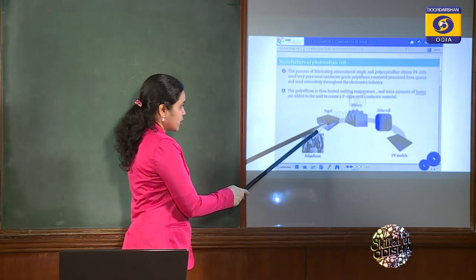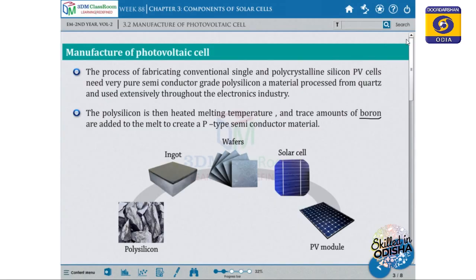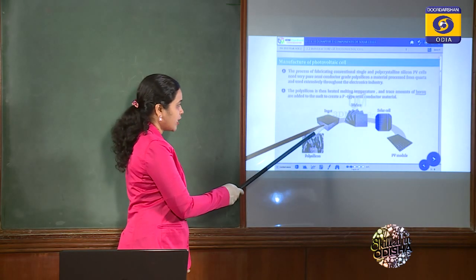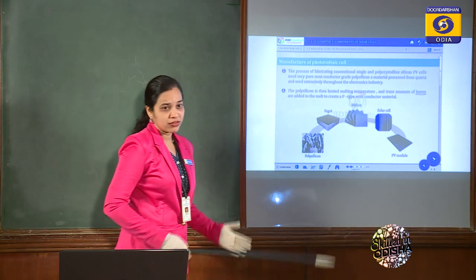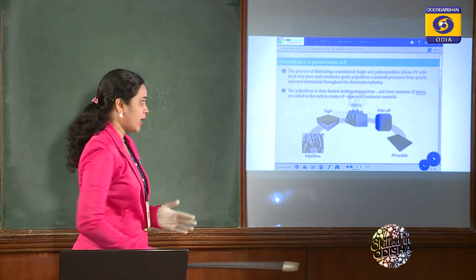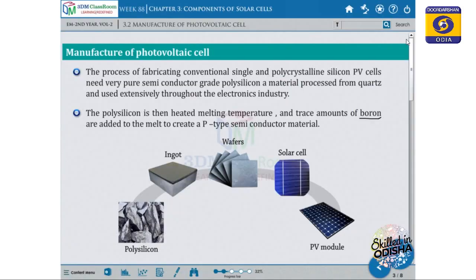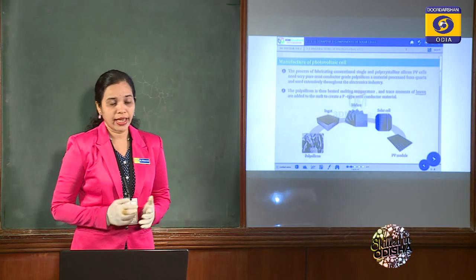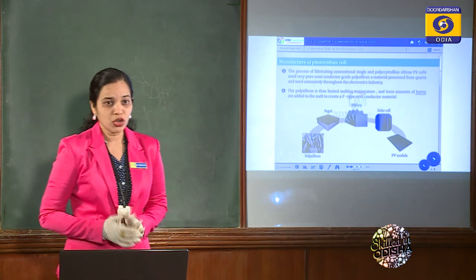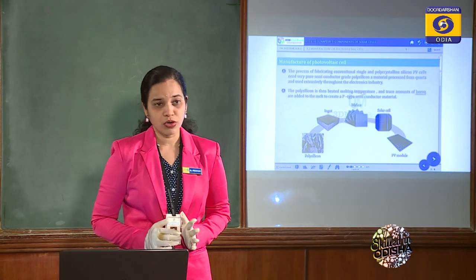In this way, we form an ingot. This is the pure silicon, which is called an ingot. These are the crystals of the raw silicon, and after this processing we form the ingot, and that ingot is then sliced into many parts, and the sliced parts are called wafers. After formation of the wafers, we have to form the N-type and P-type semiconductors which are required to form a photovoltaic cell.